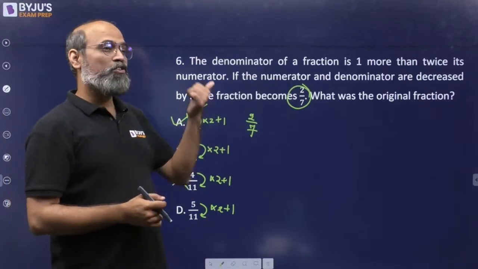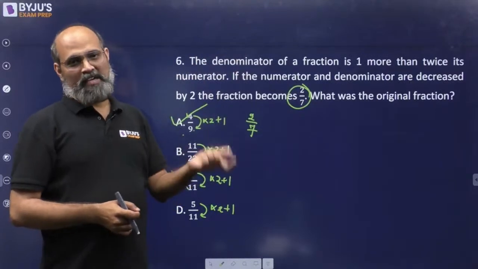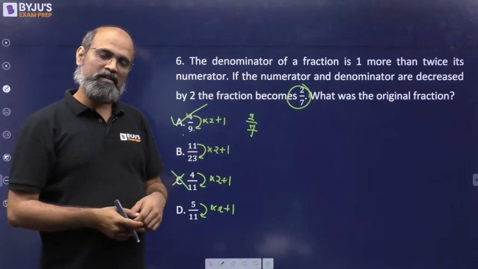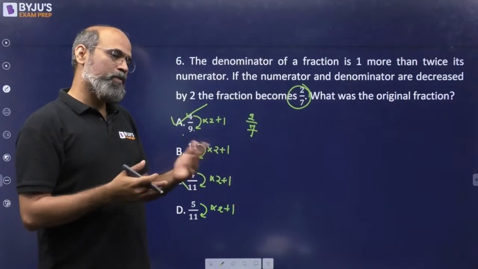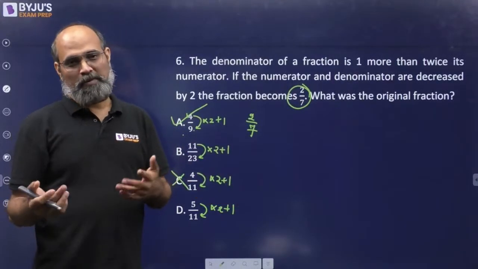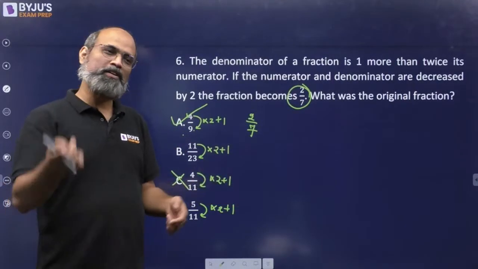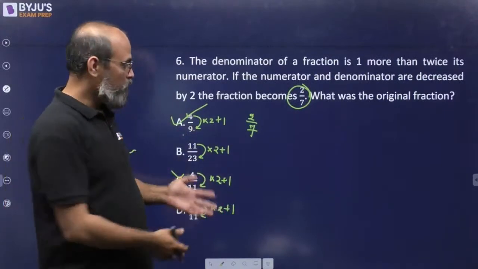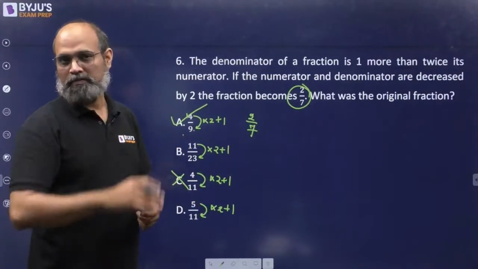See, writing down A upon B. B is 2 times of A plus 1. A minus 2 into 2A plus 1 minus 2 is equal to 2 by 7. Cross multiplying A की वैल्यू पता करो, फिर B निकालो, फिर आपस पुट करो, फिर options verify करो. Not a smart move.